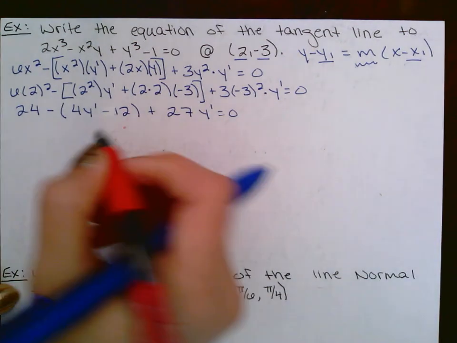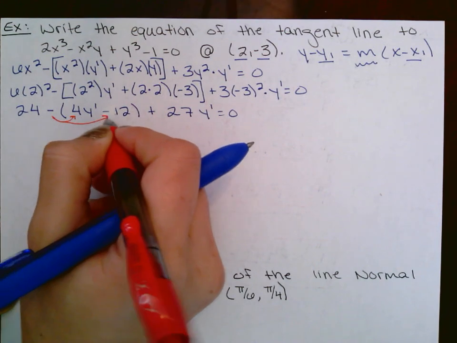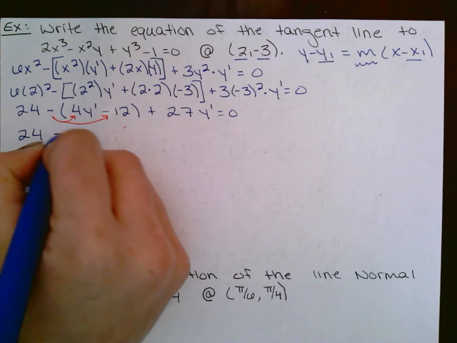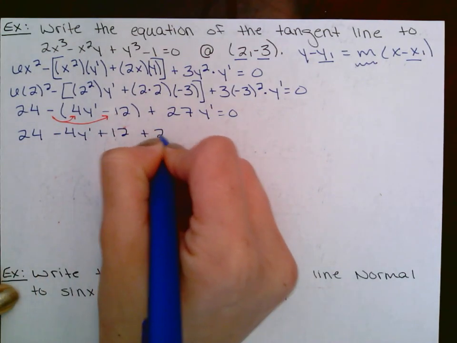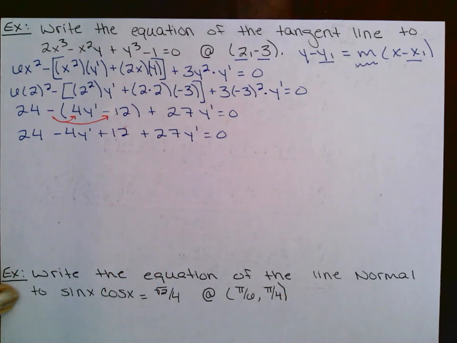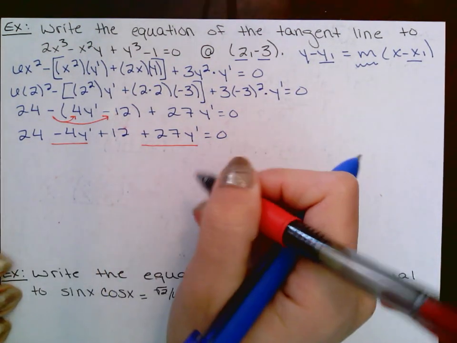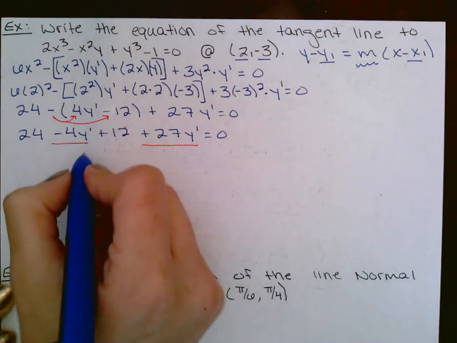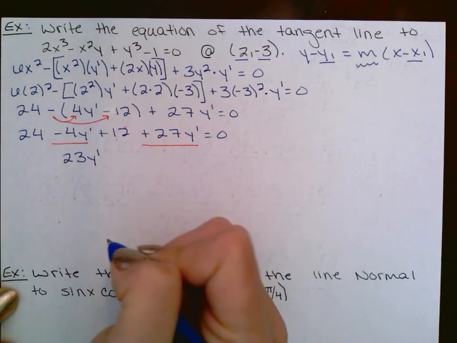Okay, and because I have to finish the product rule first, that means this negative gets distributed. So I have 24 minus 4y prime plus 12 plus 27y prime equals 0. I'm going to combine like terms. Okay, so I have a positive 27 and a negative 4, which gives me 23y prime, and I'm going to keep that on the left.